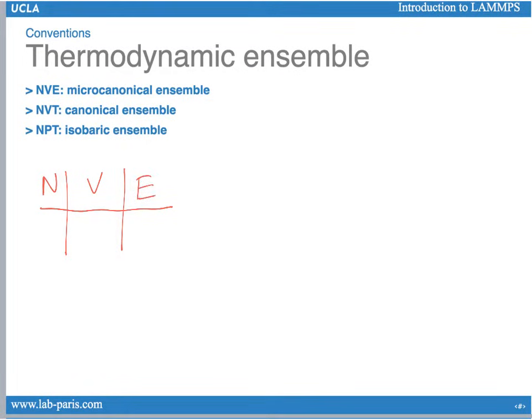For example, you always have to choose whether you want to fix the volume or you want to fix the pressure. You cannot fix the volume and the pressure at the same time. If you fix the pressure, then the volume will change in order to reach the pressure that you want to fix. If you fix the volume, then the pressure is going to be determined by the volume that you are fixing.